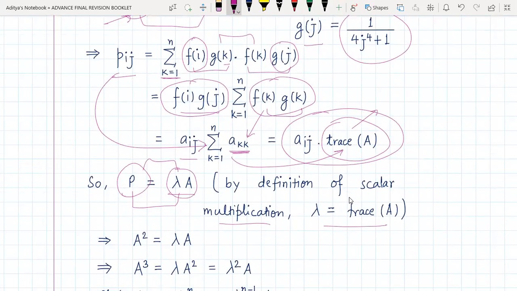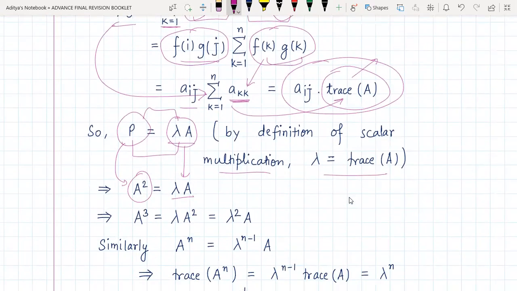Now I have just substituted the value of P, which was A², equal to lambda A as it is. Now I'm multiplying both sides by A. A into A² gives us A³, and A into A gives us A². Lambda was already there, so it will continue to stay here. A² I have now written as lambda A, because we have already derived that. So lambda into lambda becomes lambda squared, and the remaining A is there.